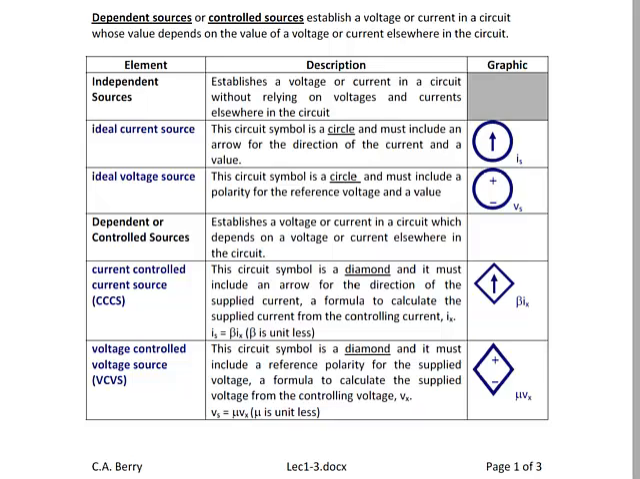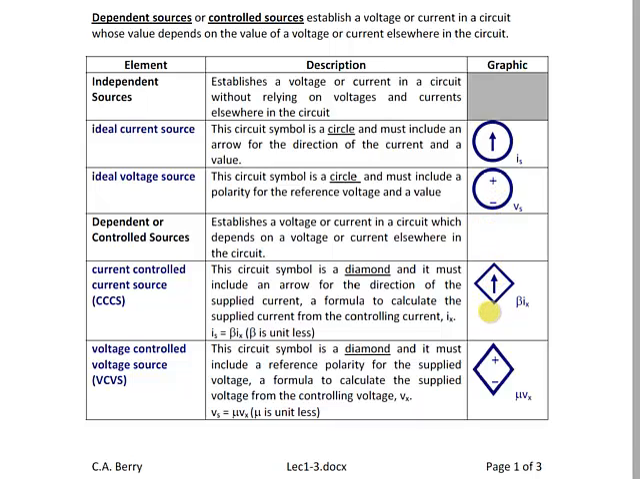So let's discuss our 2 independent sources first. These sources establish a voltage or current in the circuit without relying on voltage or currents elsewhere in the circuit. The way that we identify them to be independent sources is that they are circles. The way that we identify this first one to be a current source is because the arrow represents the flow in current. And the way that we identify the second ideal voltage source is based upon the plus and minus, which represent the potential difference or the polarity of the voltage source.